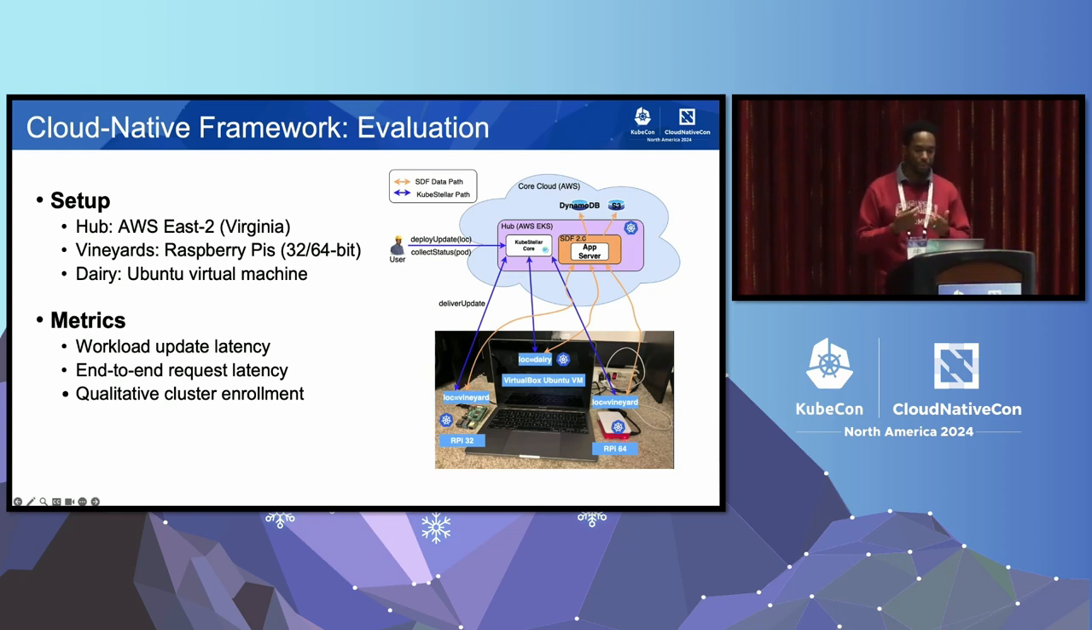In terms of metrics, we're interested in three aspects of evaluating our framework. First, we want to understand, is there variance in deploying to different hardware architectures or operating systems? So here we measured the end-to-end latency of requests to deploy new updates to those edge locations. Secondly, does the framework scale well when you have contention between multiple clients? So there we measured the end-to-end latency of client requests when you have multiple clients hitting the same server pod. And then third, how easy is it for us to enroll a new cluster by deploying a KubeStellar agent on the cluster, so now it's part of our reachable clusters? So this was more of a qualitative evaluation.